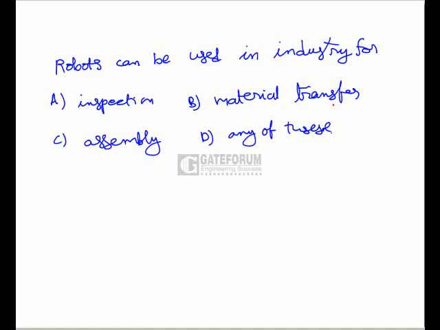Robots can be used in industry for. Here the options are inspection, material transfer, assembly, and D is any of these. So robots can be used for any of these three functions: inspection, material transfer, and assembly. So the right option is D.